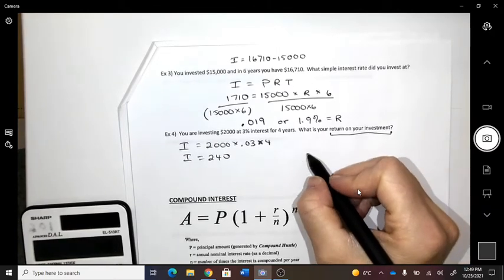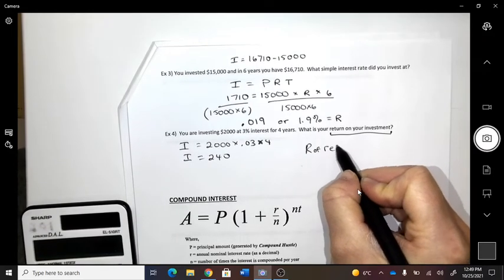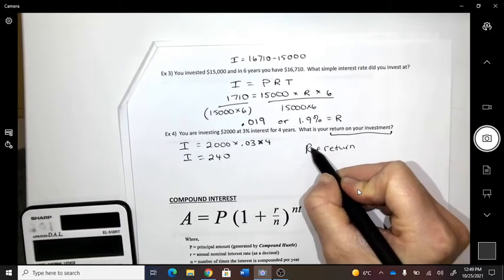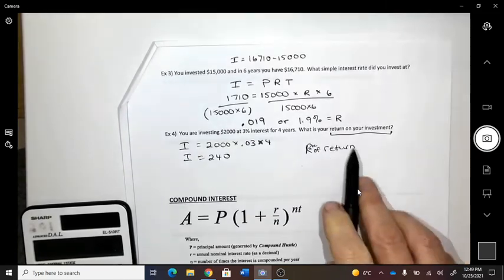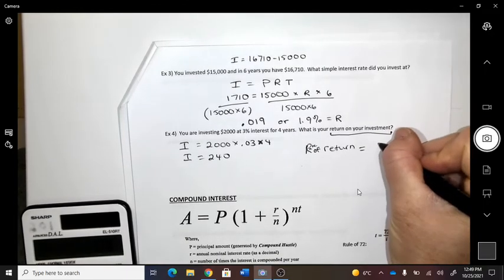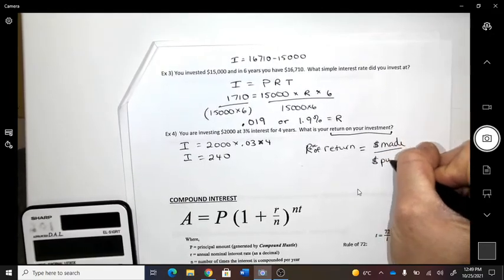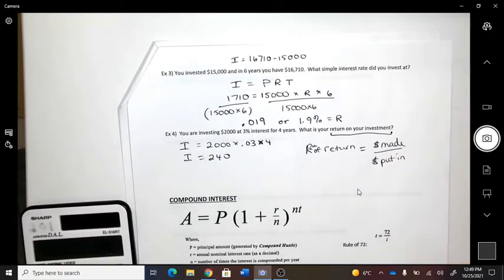Okay, this is how I think about rate of return, which is what I usually call it. It says return on your investment, the rate of return. It's like the money you made out of the money you put in. How much money have you made that wasn't yours? How much money did you make versus how much did you have to put in?